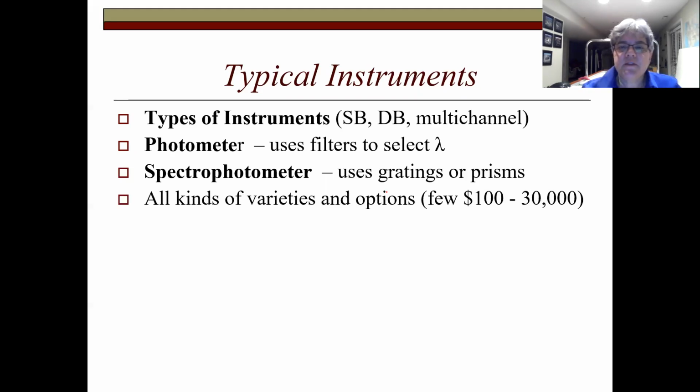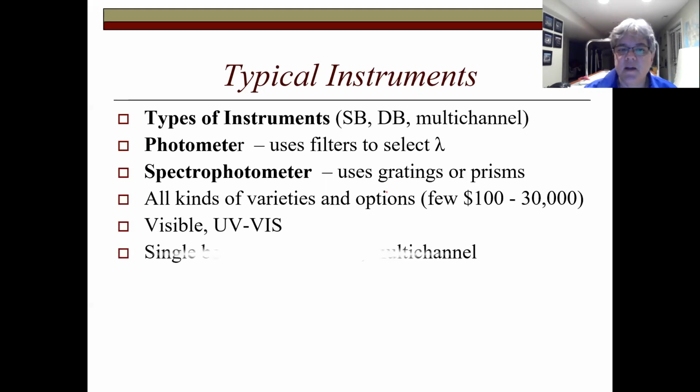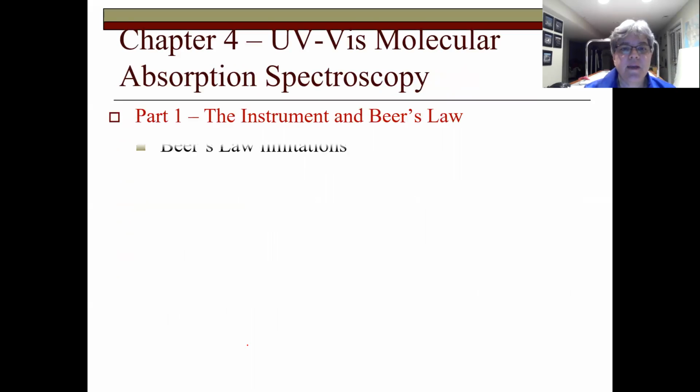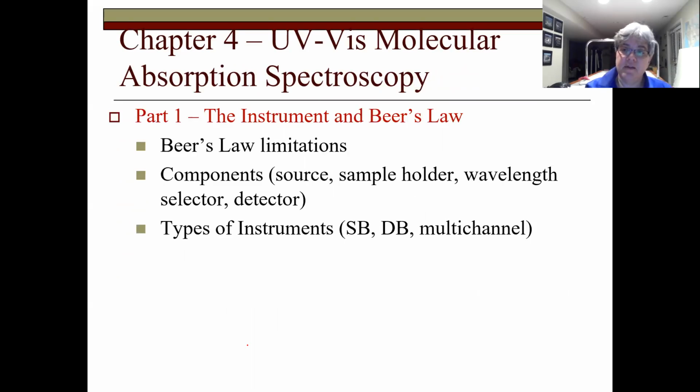Okay, now these different instruments, there are all kinds of varieties and options. Some only measure visible, some measure the whole UV vis. Some will be single beam, some will be double beam, some will be multi-channel. When you buy an instrument, they'll tell you, what is the bandwidth for that monochromator? What kind of resolution does it have? What kind of wavelength accuracy? How much stray light? Okay, these are all things that you can find out about an instrument that you're using. Okay, so we have now looked at the instrument, which included looking at Beer's law.